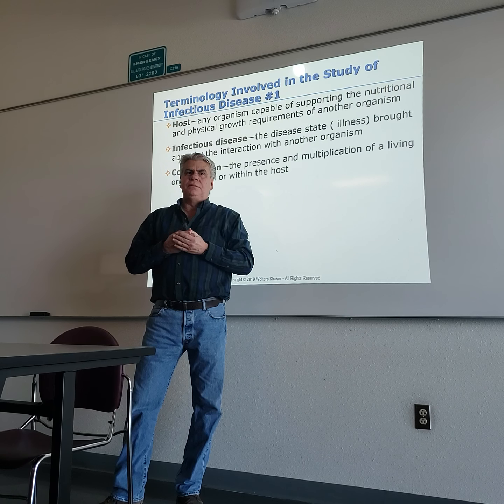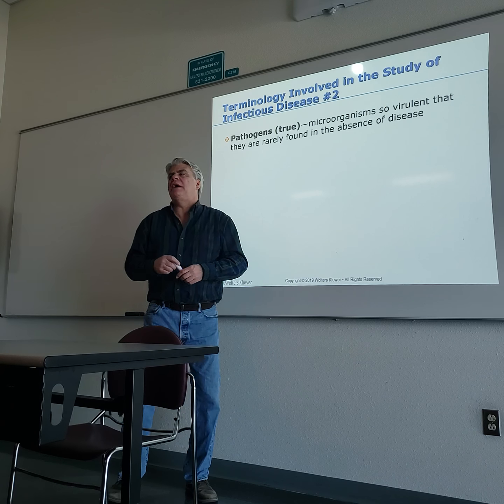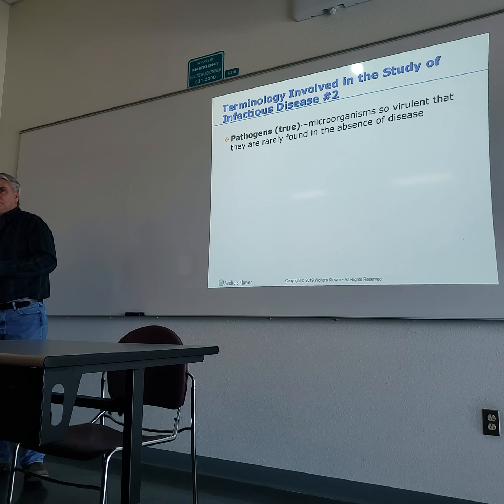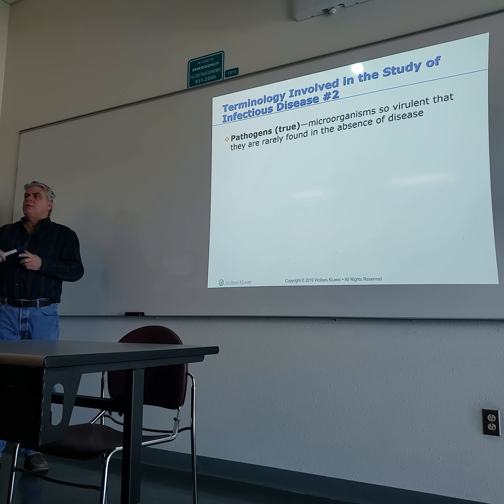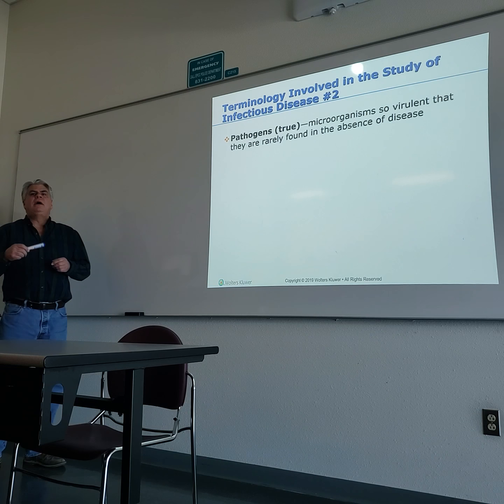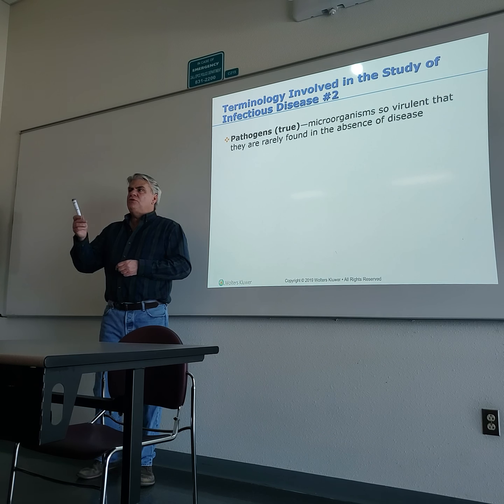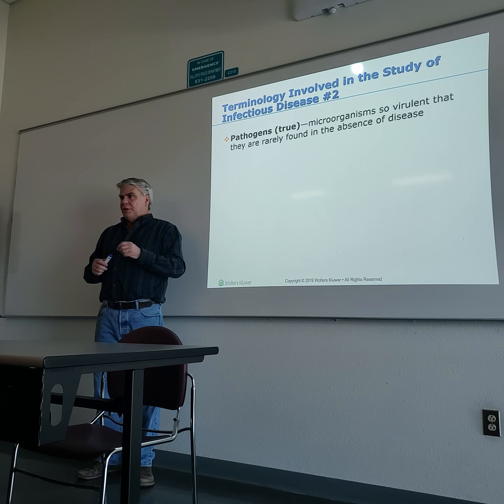All right. Pathogens, and I put true in here. Why did I put true pathogens? Microorganisms so virulent that they are rarely found in the absence of disease, or if you are exposed to these organisms, you are more than likely going to get what? A disease. Sick, right? That's true pathogens. What are opportunistic pathogens? They're the ones that only get you sick if they're in the right environment. Usually you have to be somewhat immunocompromised for them to get you.